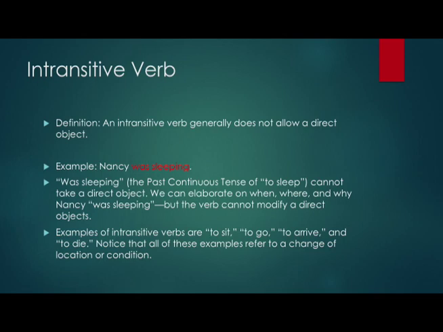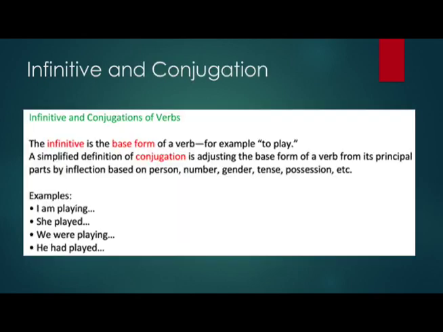And now you may notice that pretty much most of these examples refer to a change of location, of movement, change of a condition, which to die most certainly is. Okay? So that's how we can identify them. Now, I've mentioned the two terms infinitive and conjugation. So let's define those. So the infinitive is the base form of a verb. So in this example before, to play, to eat, to go, to sleep, to study. Okay? So the word to in front of it indicates that it's the infinitive.